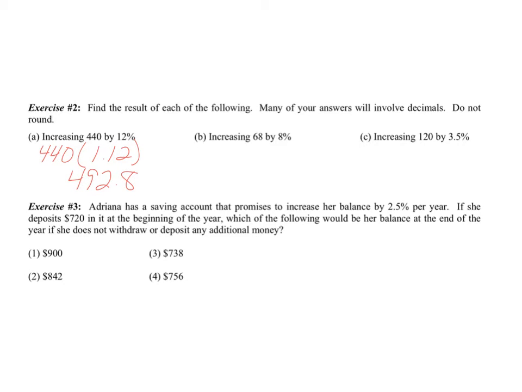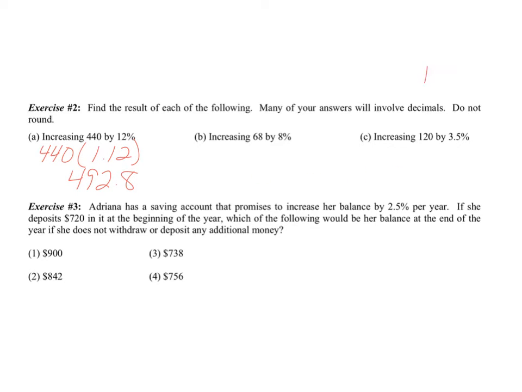492.8. Don't forget, how did I come up with that 1.12? I took that 12% and I added it to my 100%. So this is 112% written as a decimal. I'm going to let you do B on your own, and I'm going to jump over to C.